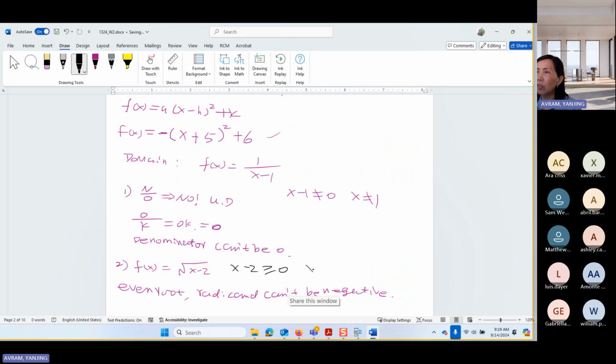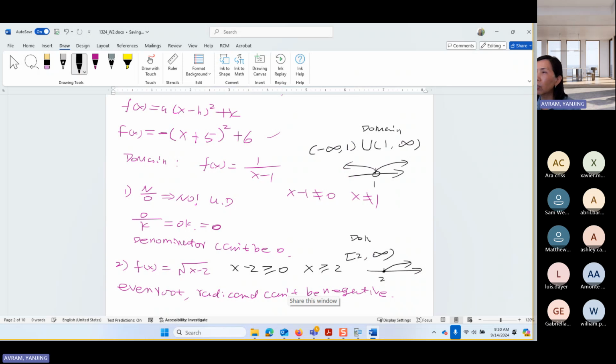So it must be greater than or equal to 0. Then solve for x, add 2 on both sides. So x must be greater than or equal to 2. If you write it in interval notation, it will be from 2 to infinity. For this other one, I have to circle 1 out, but it can be anything to the left and anything to the right. So this one will be negative infinity to 1, union from 1 to infinity. So that is the domain.